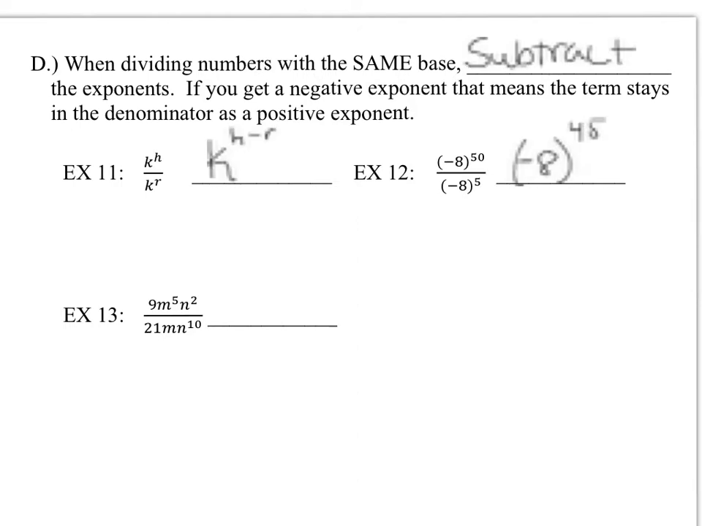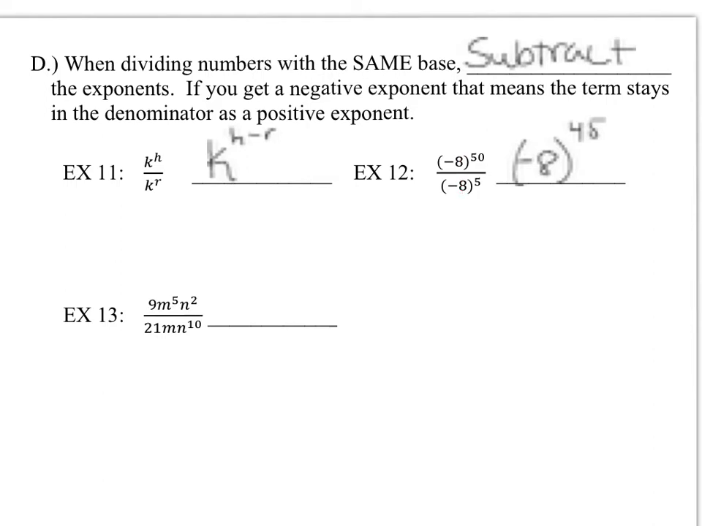You don't divide the bases, because think again about what exponents mean. If you have -8 to the 50th, that means on the top you are multiplying -8 50 times. On the bottom, you're multiplying -8 5 times. So you're able to cancel out the 5 -8s that are on the bottom with 5 -8s that are up here. So you're left with 45 -8s. If you write 1 to the 45th, what that means is you're multiplying the base of 1 45 times. That's not what we're doing here. We're multiplying the base of -8. So keep that in mind.